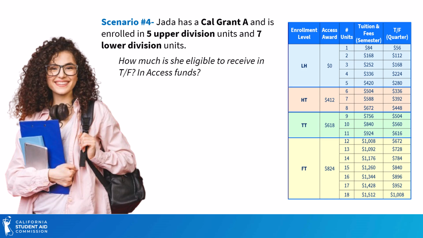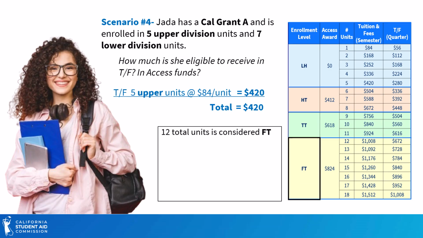Scenario 4. Jada has a Cal Grant A and is enrolled in 5 upper division units and 7 lower division units for a total of 12 units or full-time status. How much will she receive in tuition and fees payment and access funds? Her tuition and fees payment is based on the 5 upper division units at $84 per unit, so Jada will receive $420 in Cal Grant funds towards tuition and fees.